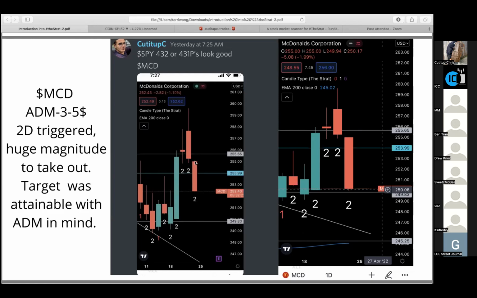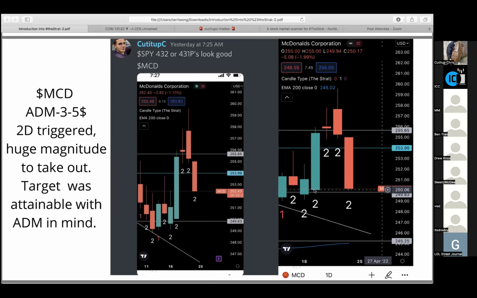So it opened up around 255. Our target for this bar is 250. That's doable. That's attainable given that McDonald's moves about $3-5 a day. So once that thing triggered, I seen it, and then I didn't get in this though, but I just saw it, threw it in the chat, and then later on in the day, it played out perfectly.